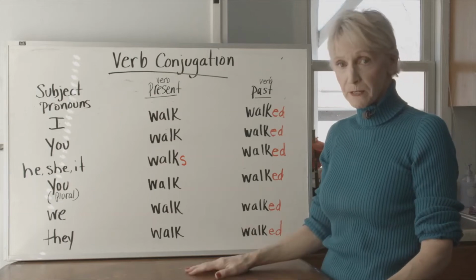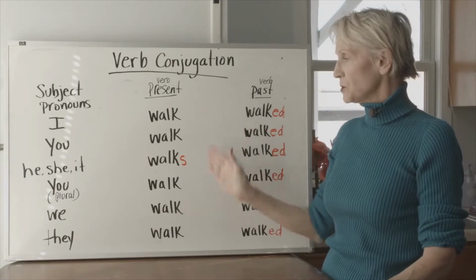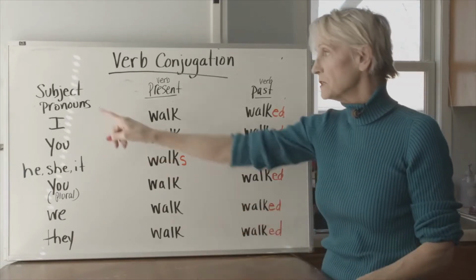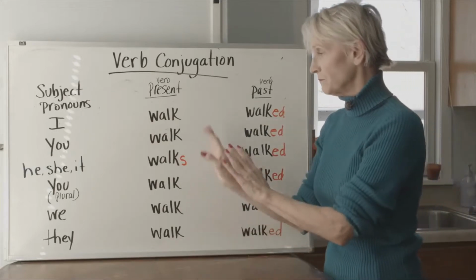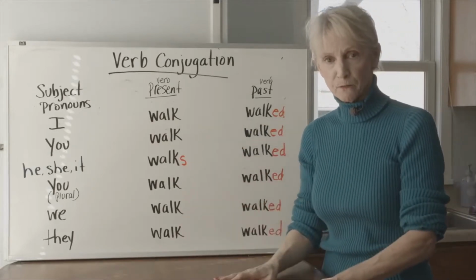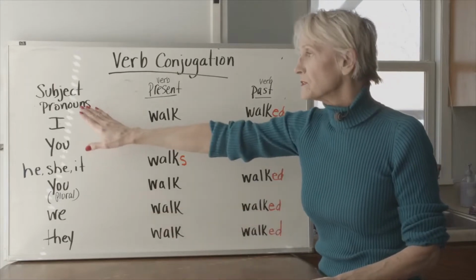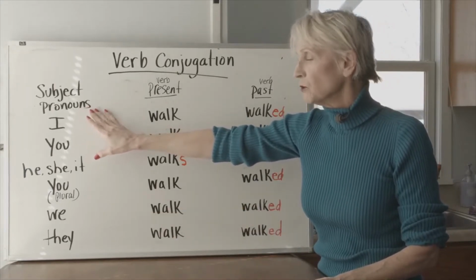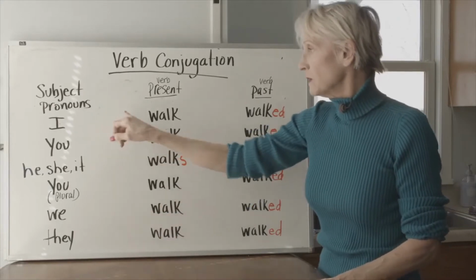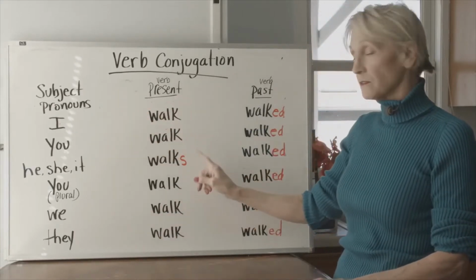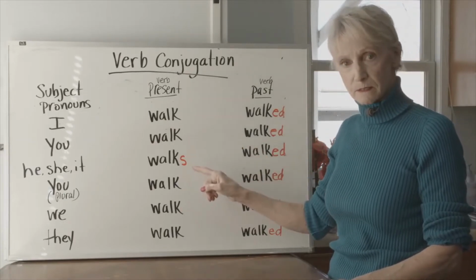Something I want you to know about the verb conjugation. As you know, the verb changes depending on who the subject is doing the action. Remember that a verb is an action or a state of being, but most of the verbs are actions. The subject pronoun is who or what is doing the action. So we conjugate the verb in English just this one time in the present form.